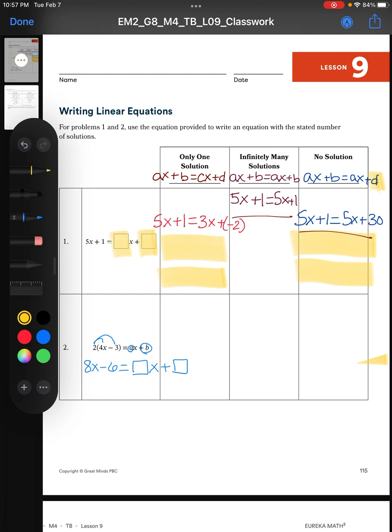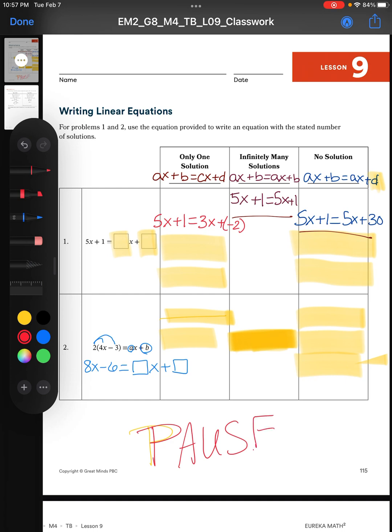So you are trying writing a few equations that have one solution, finding the one, writing one that has infinitely many solutions, and writing a few equations that are going to have no solution. So pause the video. Oh, I wanted that to be red. Pause the video and try those, please.